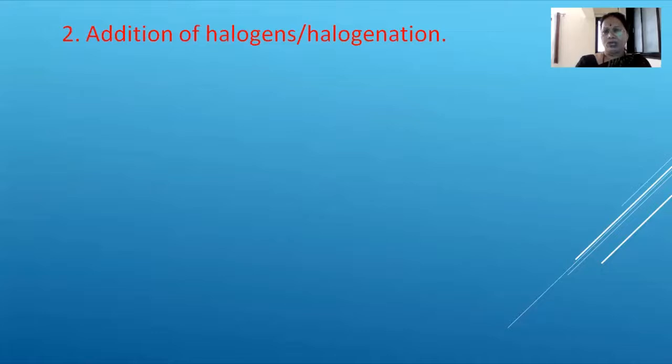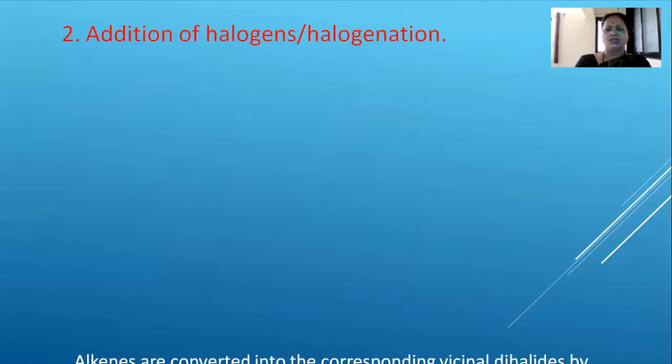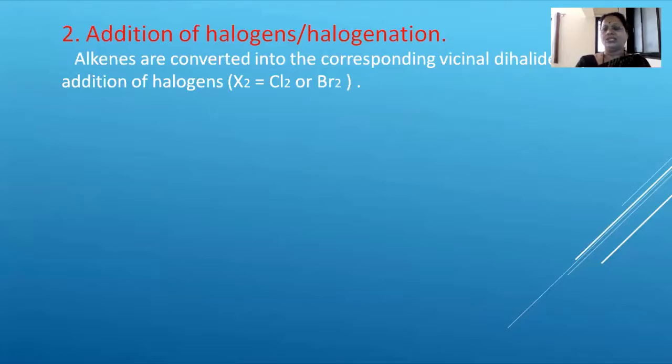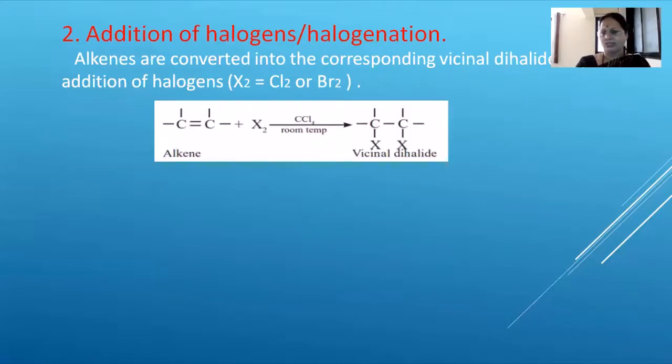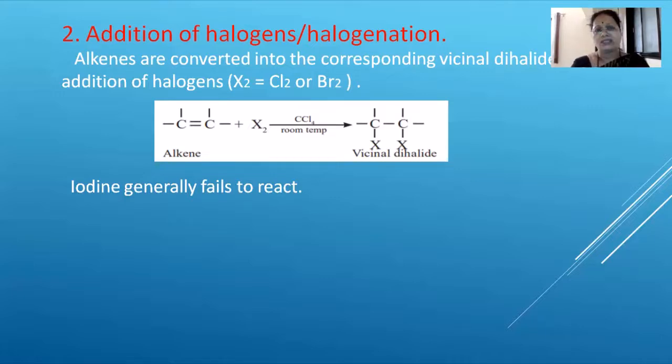Then addition of halogen. Okay, this reaction is called halogenation reaction. So alkenes are converted into corresponding vicinal dihalide by addition of halogen. See here, addition of halogen takes place across double bond. डबल बॉन्डच्या ठिकाणी ऍडिशन होणार आहे. एक हॅलोजन ऍटम पहिल्या कार्बनला जोडला जाईल, दुसरा हॅलोजन ऍटम दुसऱ्या कार्बनला जोडला जाईल. ओके, आणि जे तयार होईल ते डायहलाइड काय असेल, विसिनल डायहलाइड असेल. ऑर्डर ऑफ रिएक्टिव्हिटी इज आयोडीन जनरली fails to react.